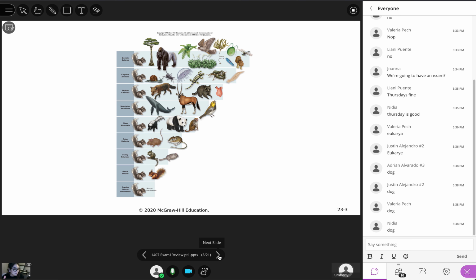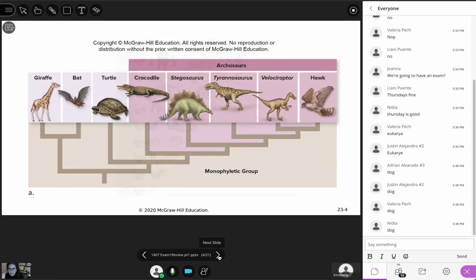So this is the classification system. This is how we classify all living organisms. And then we also have these, which we call phylogenetic trees. Sometimes you'll see the word cladogram. This shows the relationships between animals. You can see how the giraffe and the bat are closer together in DNA versus a giraffe and a hawk, right? That's just how it is.